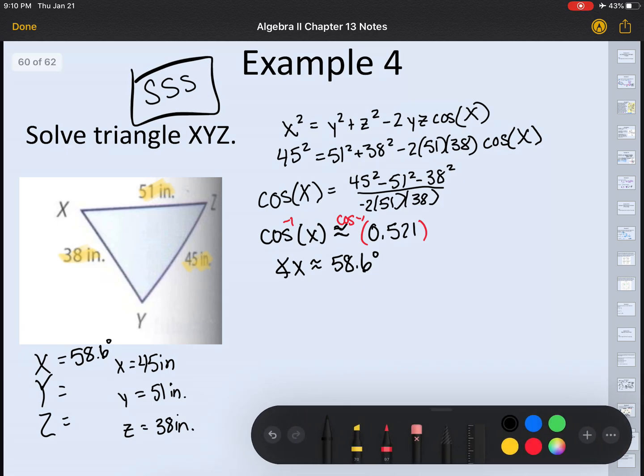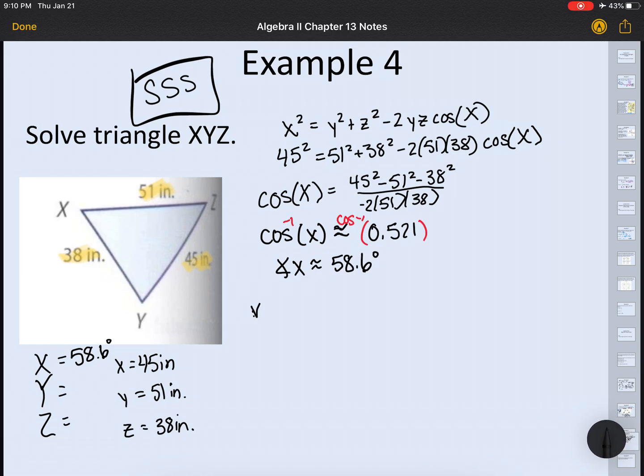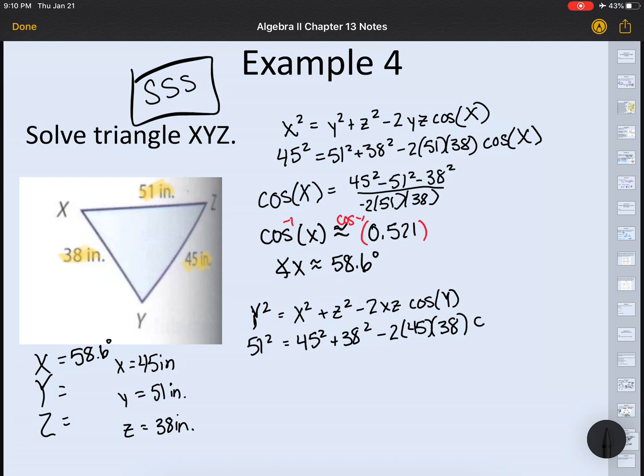Okay. So now we know we need to find angle y. So little y squared equals little x squared plus little z squared minus 2 times x times z times cosine of angle y that we don't know. Okay, so we do know little y, that is 51 squared, little x is 45 squared, little z is 38 squared, minus 2 times 45 times 38 times cosine of angle y that we don't know yet.